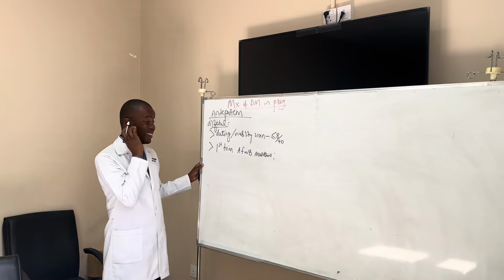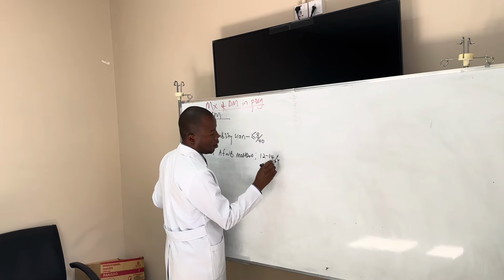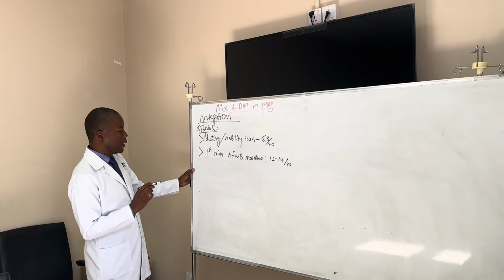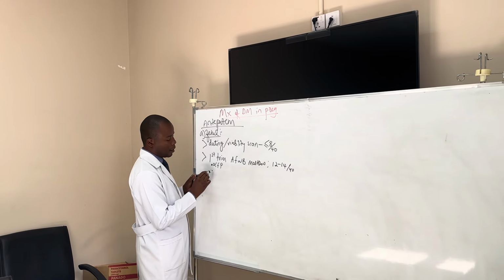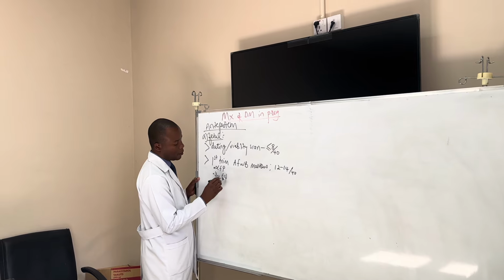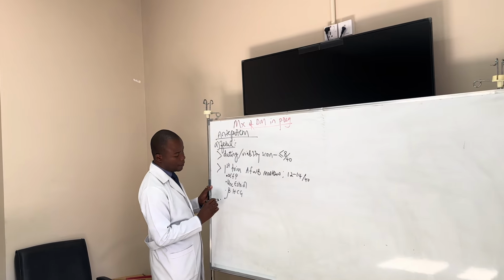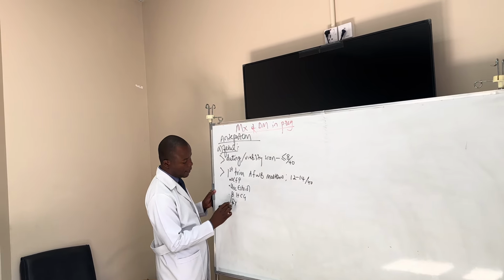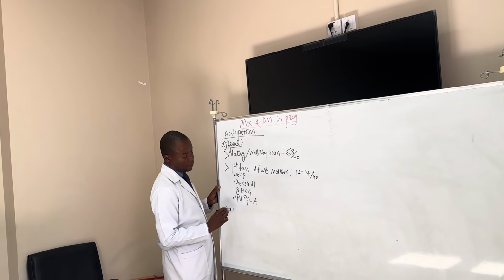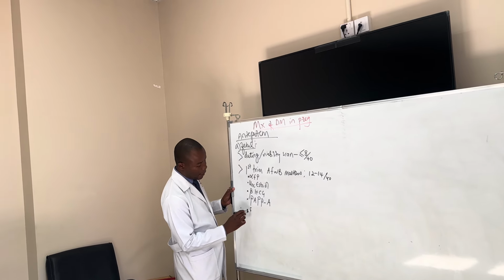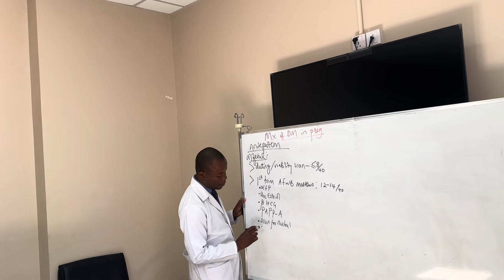What do we mean by markers? This one is done between 12 to 14 weeks. What we are trying to say is that we need to check for what is called alpha fetoprotein, unconjugated estriol, beta HCG. Then there is another one known as the pregnancy-associated plasma protein A. And lastly, there is what is called the scan for nuchal translucency.